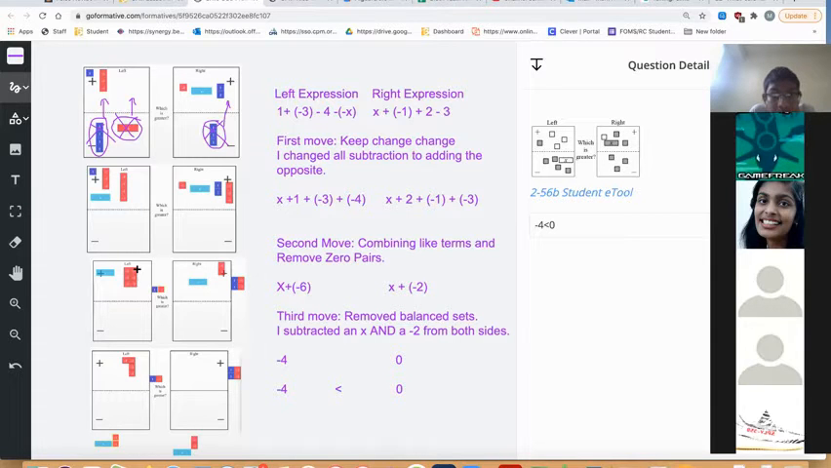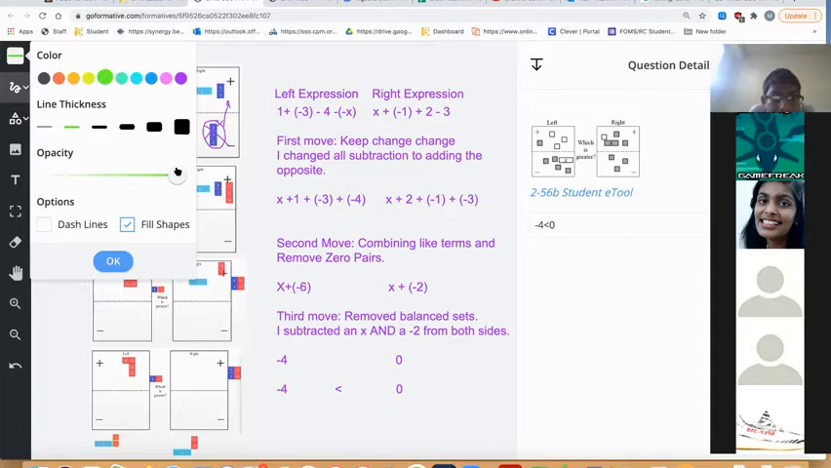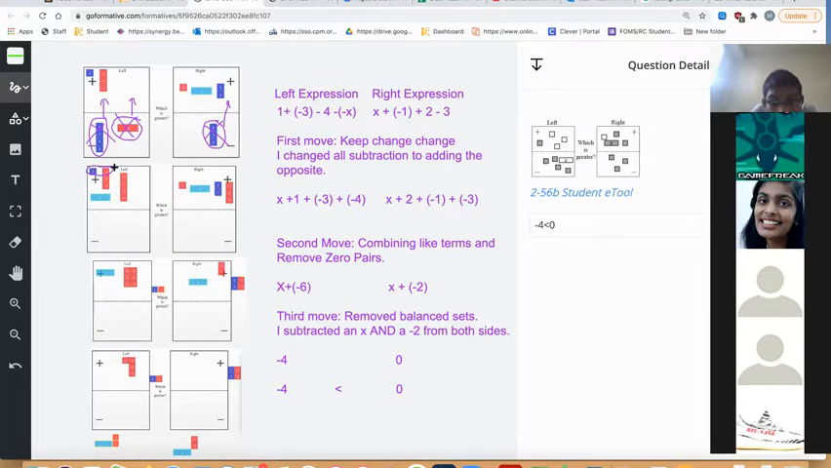Okay. And then on this one, what did we do here? We removed balance sets. So I'm going to change my color here. What I want to show is a couple things. It's one thing to show 0 pairs, but the other thing I forgot to do is show what actually happens when I do keep, change, change.